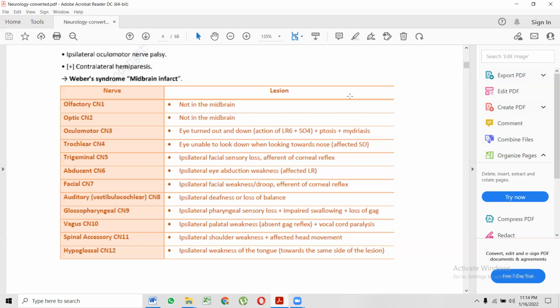What is the function of the trigeminal nerve? The trigeminal nerve is a sensory nerve. Remember that the sensation from the face, pain and temperature sensation, is brought from the face to the brain through the trigeminal nerve. And they also form the afferent limb of the corneal reflex.